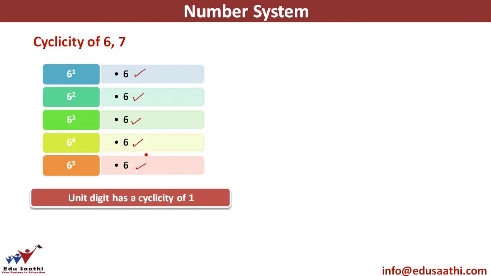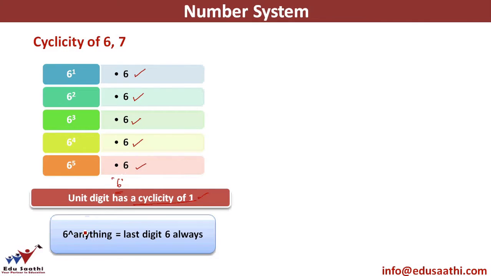So again we can say that unit digit 6 has a cyclicity of 1. That means again 6 raised to power anything. If the unit digit is 6 and the power is anything, it will end up with 6 always, all the time. My last digit would be 6. Similar to the case of 5.